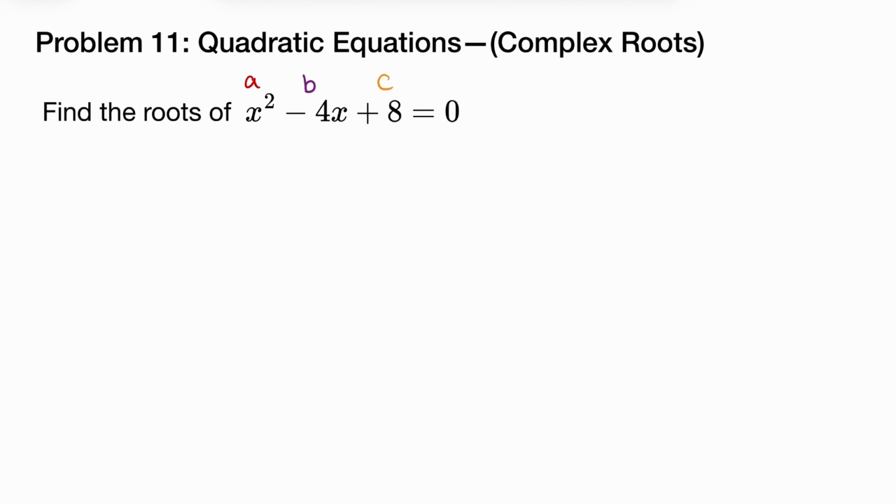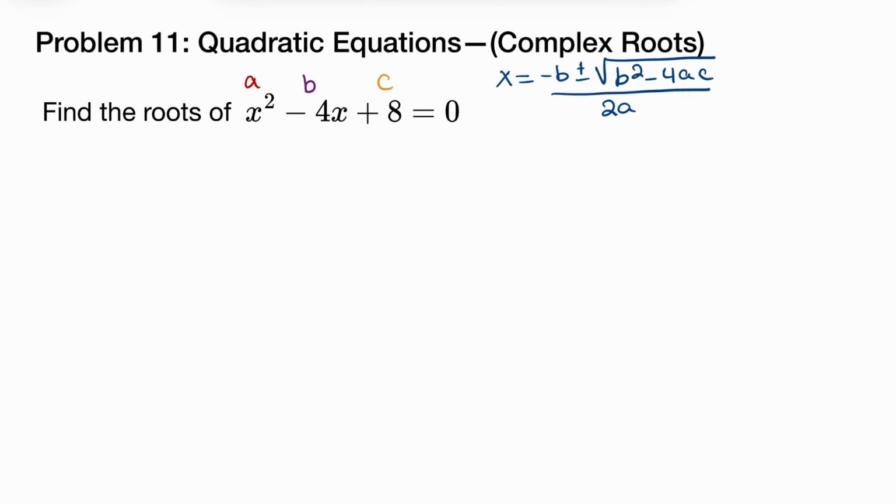We're going to use the quadratic formula. I will write that over here to the right. X equals -b plus or minus the square root of b squared minus 4ac, that is all over 2a.